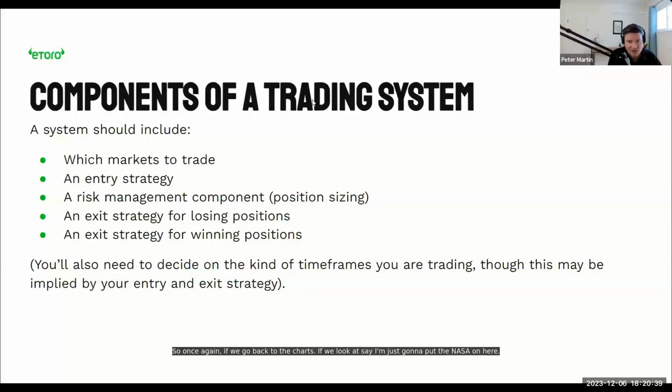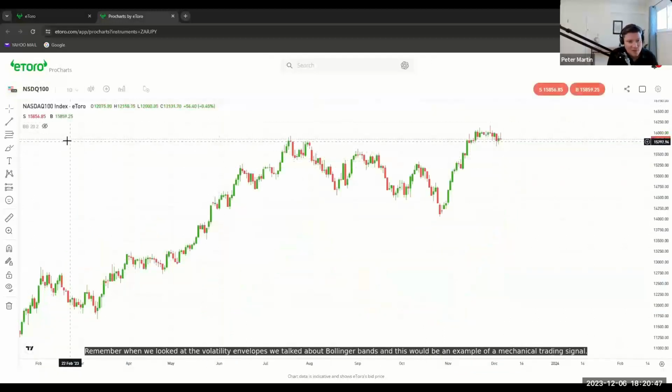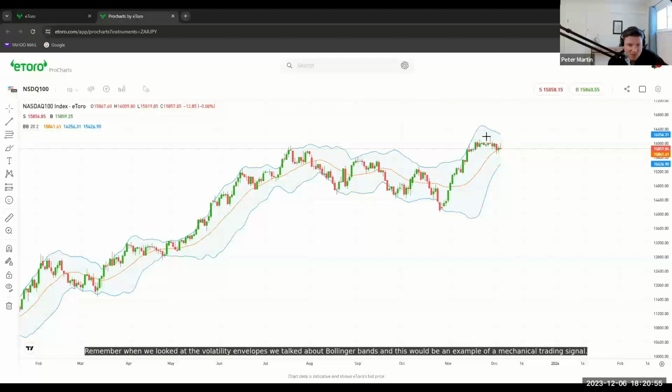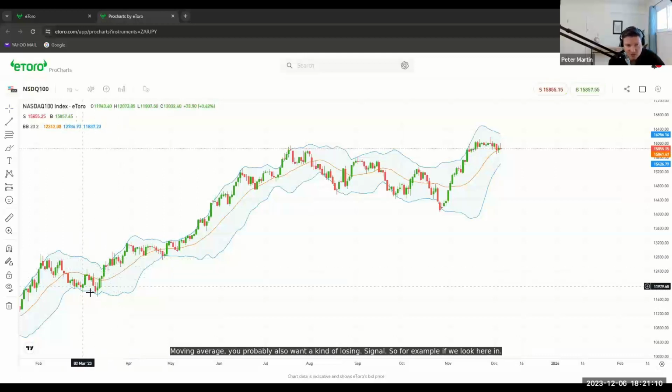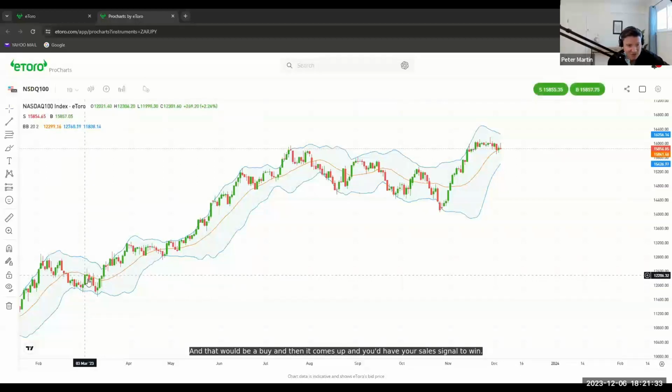So once again, if we go back to the charts, I'm just going to put the NASDAQ on here. Can you remember when we looked at the volatility envelopes, we talked about Bollinger Bands, and this would be an example of a mechanical trading signal, where we said if the price breaks outside below the lower band, then it would be a buy signal. If it breaks above, then that would be a sell signal. And then your closing signal would be when the price crosses through the middle moving average. So, for example, if we look here in March of '23, we can see the price broke below, and that would be a buy, and then it comes up and you'd have your sell signal to win.